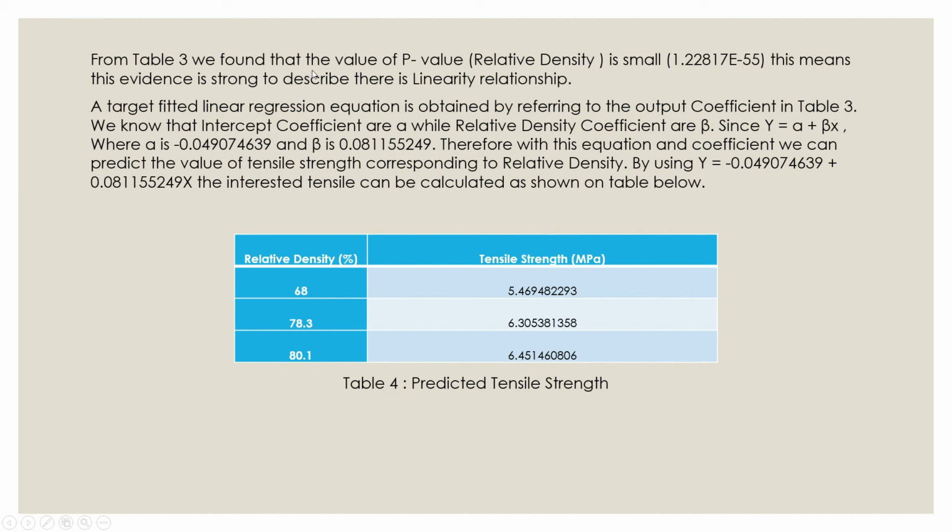From table 3, we found that the P value is small, which is this value. This means that the evidence is strong to describe that there is a linear relationship. The target fitted linear regression equation is obtained by referring to the output coefficients in table 3. We know that alpha is this value and beta is this value. By using the formula y equals alpha plus beta x, we can calculate all the tensile strength needed for the question. What is needed for the question is 68%. By using this formula, we can calculate this value, also this value and this value. So this is the predicted tensile strength needed for the question.